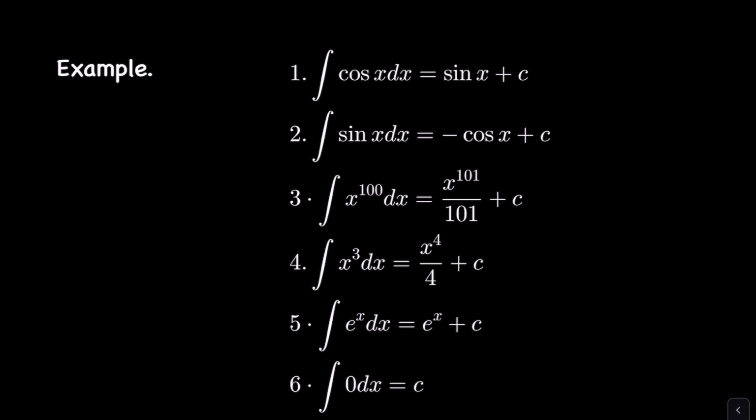Next example, I'm looking for the antiderivative of the function 0. That means I'm looking for a function whose derivative is 0. Those functions can only be constant. So any constant, if you differentiate any constant, you're going to get 0. So the antiderivative of the function 0 is going to be a constant.